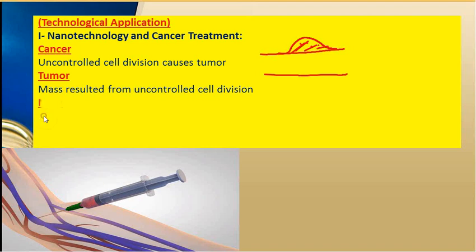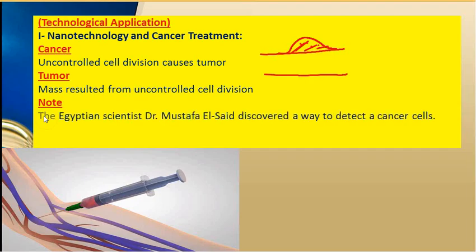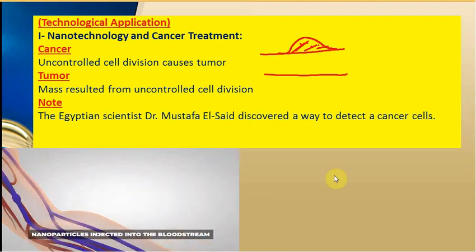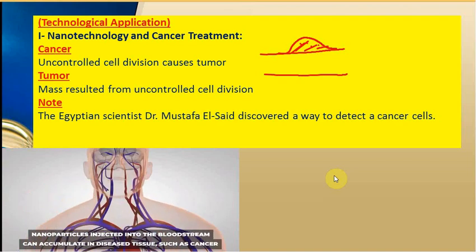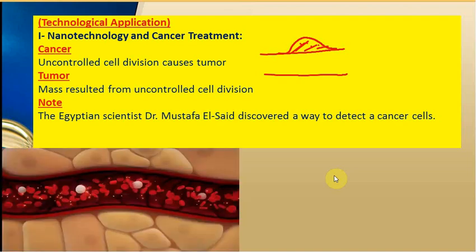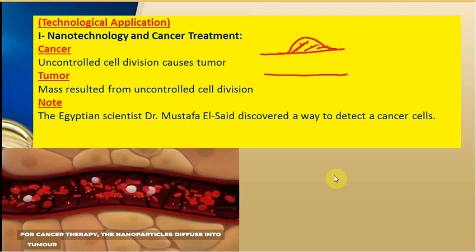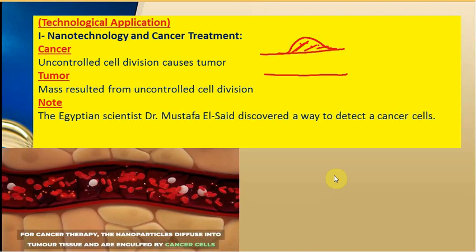But an Egyptian scientist, Dr. Mustafa Said, discovered a way to detect cancer cells. How can we detect it? He detected it by loading a protein. This protein has the ability to attach to the cancer cells' secretions with the nanomolecules of gold.